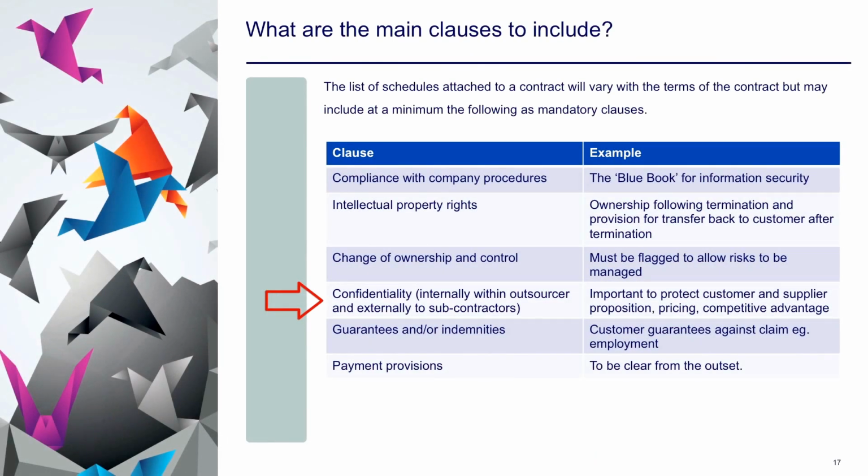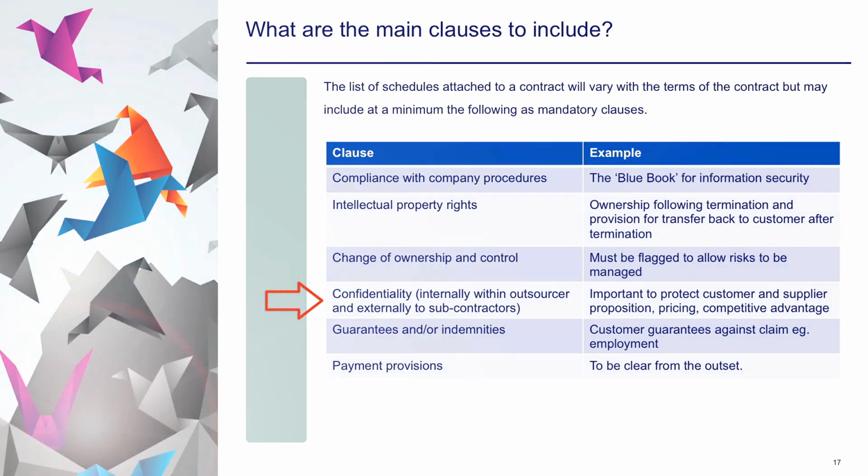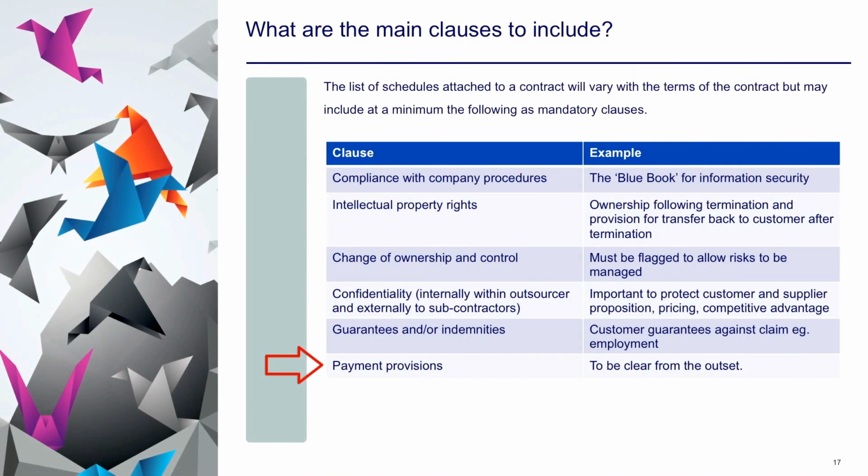It's important to protect our customer and our supplier proposition, pricing, and competitive advantage. So it's absolutely key that we're all signed up to that confidentiality. And then payment provisions, we've got to be clear right from the outset. I don't want to find that we've signed up to 30 days and we're not being paid until 60 days. Those are the sorts of things that become a real irritant. So those would be the typical clauses that we would expect to see in our contracts.